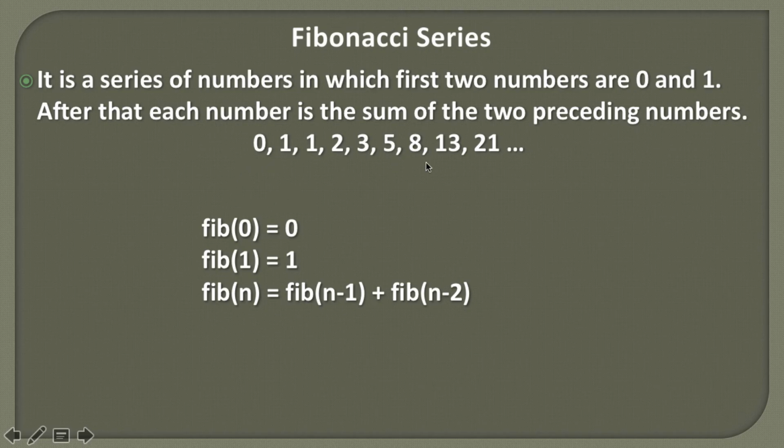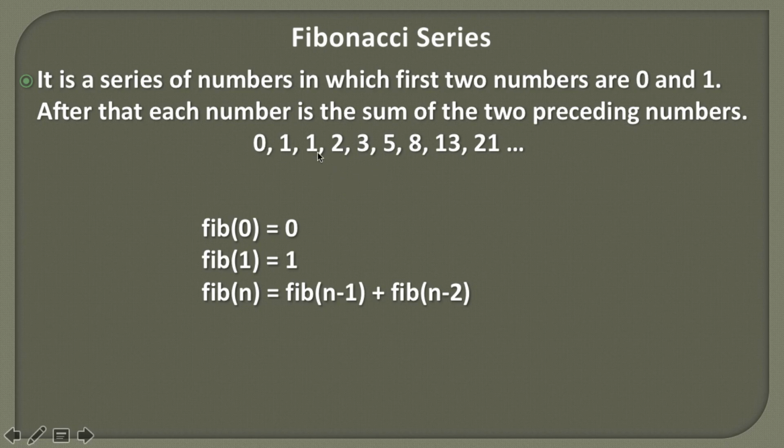Here you can see the Fibonacci series of the first few numbers, where the first two numbers are 0 and 1. Let's say we want to calculate Fibonacci number 2. Fibonacci number 2 is Fibonacci number 1 plus Fibonacci number 0. Fibonacci number 1 is 1 and Fibonacci number 0 is 0. So we do 0 plus 1, we get 1. If you want to calculate Fibonacci number 3, we simply take the two preceding numbers, which are 1 and 1. When we do 1 plus 1, we get 2.